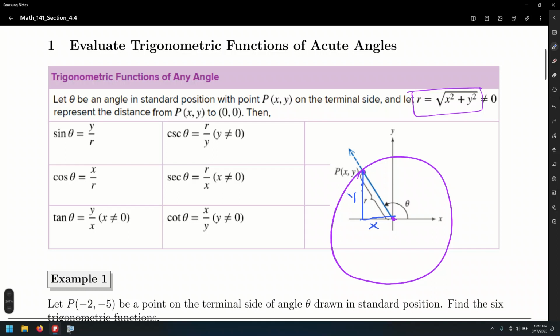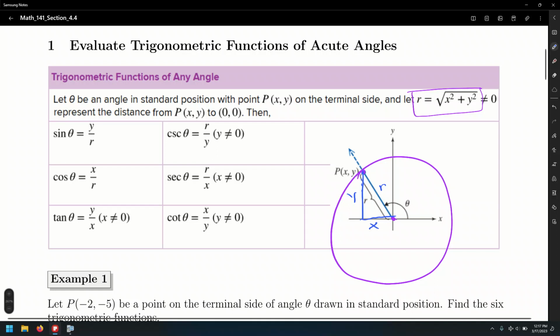And again, sine, which is the opposite over hypotenuse, that's the opposite side of the angle, y, over the hypotenuse, which is r. Well, it's already labeled there. Cosine, adjacent over hypotenuse. Tangent, opposite over adjacent. And the other remaining three functions come from taking the reciprocals of those values, as we've seen in the previous sections, of course.